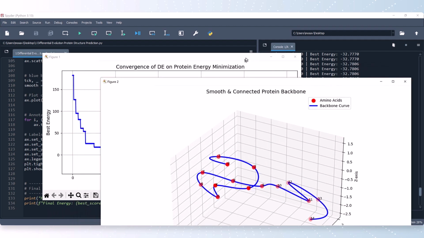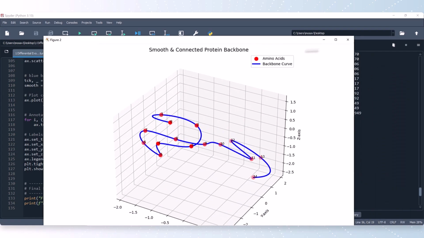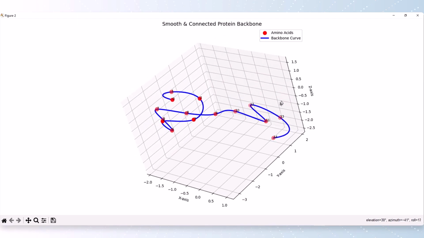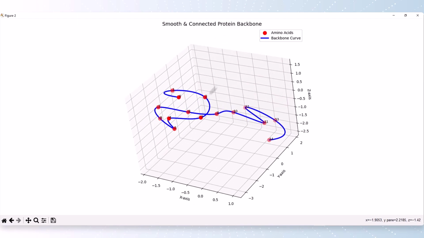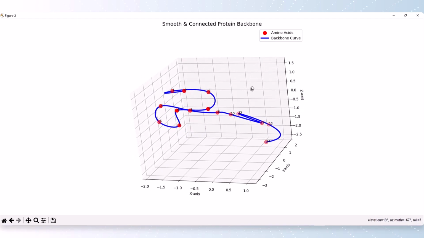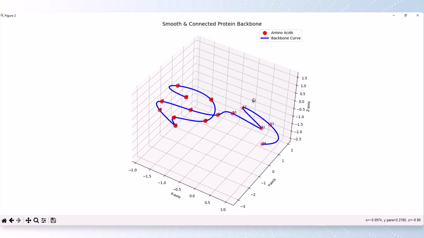By running the code, we get two plots. One of them is the convergence plot of the differential evolution algorithm on the protein folding problem. As we can see, the energy is minimized during the iterations and finally it has a good convergence. Also, here we can see the final protein in 3D form, which is folded. Basically we can see red circles as amino acids and the backbone curve as the final shape which connects the amino acids together. So this is the final form of an optimized folded protein with the lowest amount of energy solved by the differential evolution algorithm.